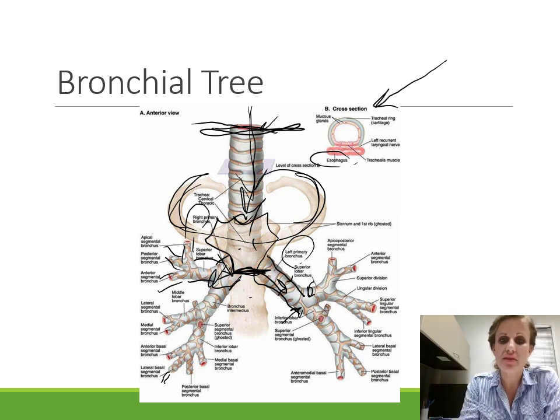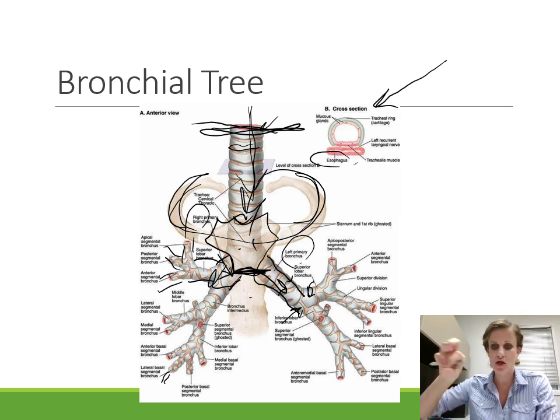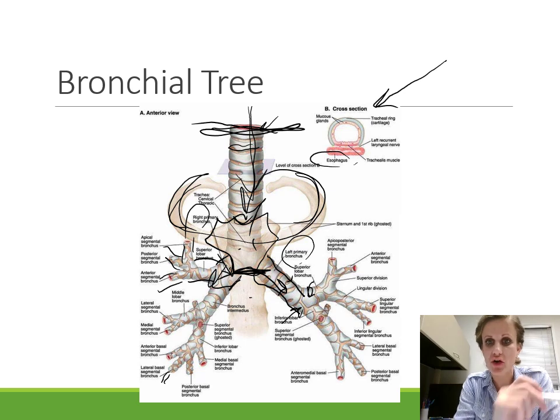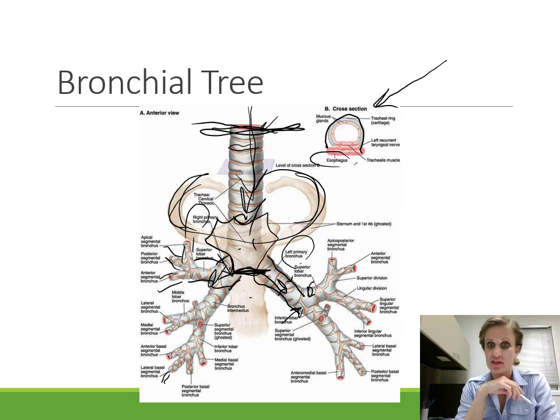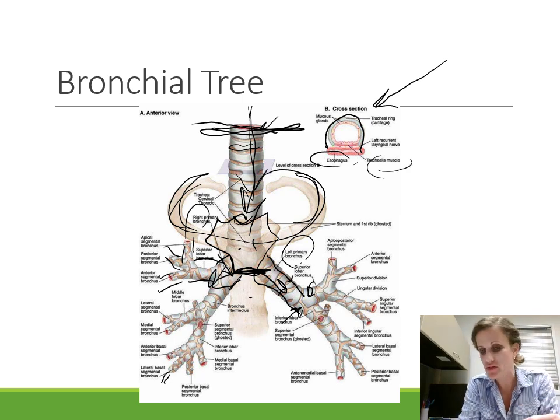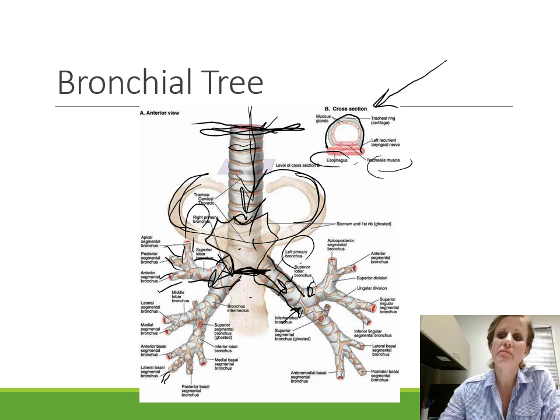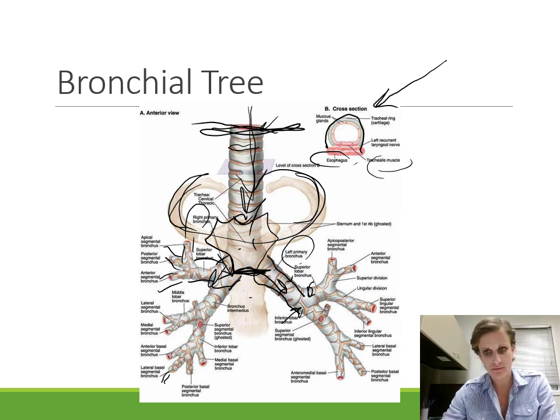Because of that, these cartilages that support the trachea cannot be circular. They are not complete circles, right? The cartilages that support the trachea are C-shaped. So you see this blue cartilage, and then you notice in the back, there is no cartilage. Okay, in the back, we have something called the trachealis muscle.